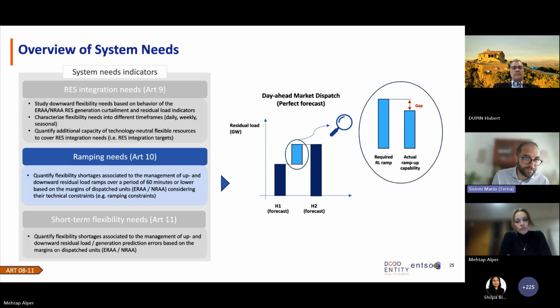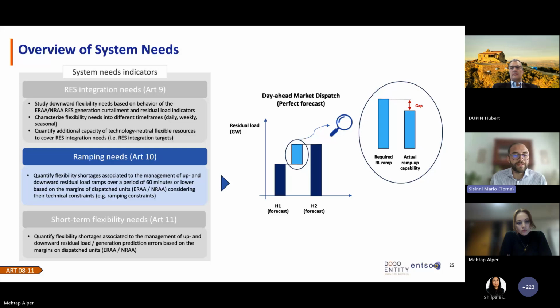So we are not only consistent with the ERAA and adequacy, but also complementing it, because we are basically checking if, considering the technical constraints of this generation and flexible units, we are capable of meeting this variation of the residual load between one hour and the other in perfect forecast condition, or if we are not. If we are not, basically there is a gap, and this represents a flexibility need.